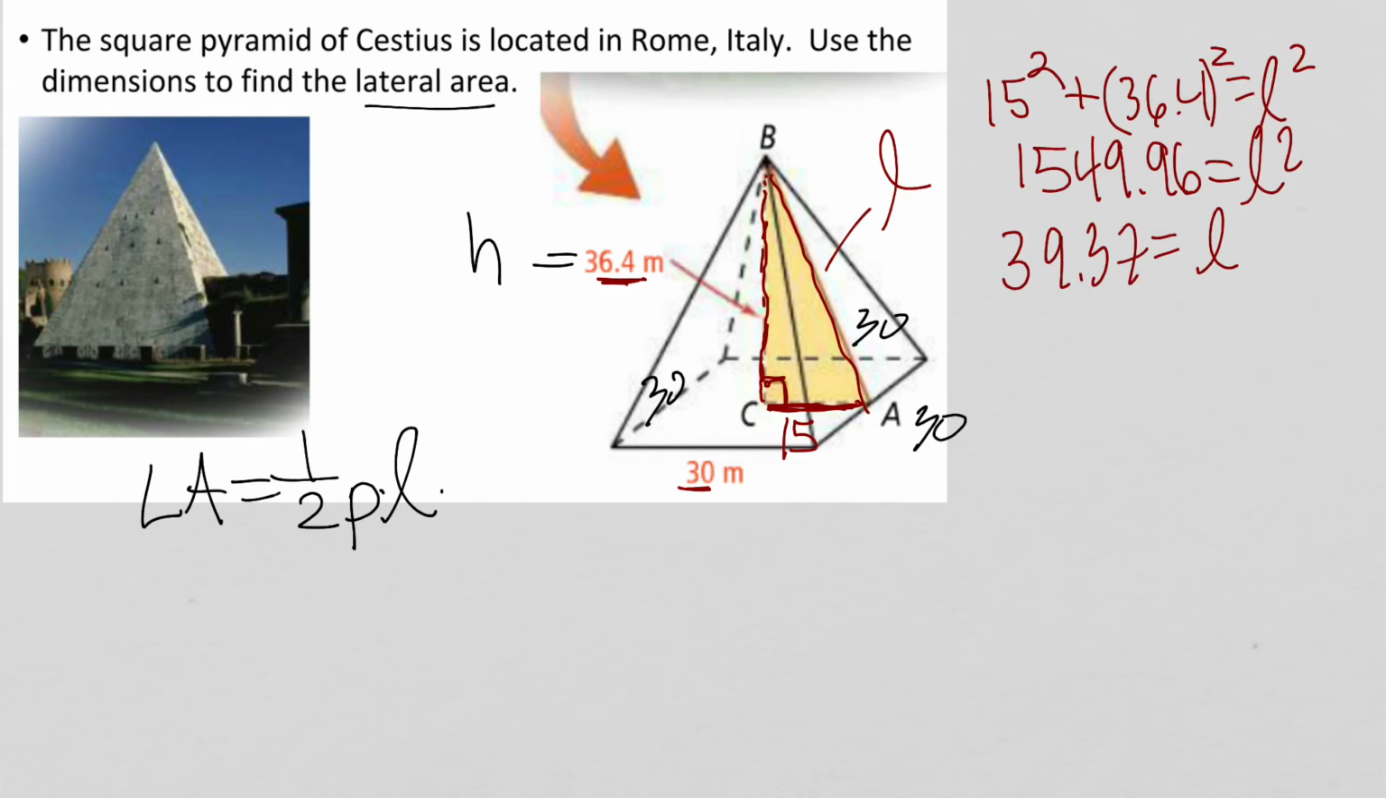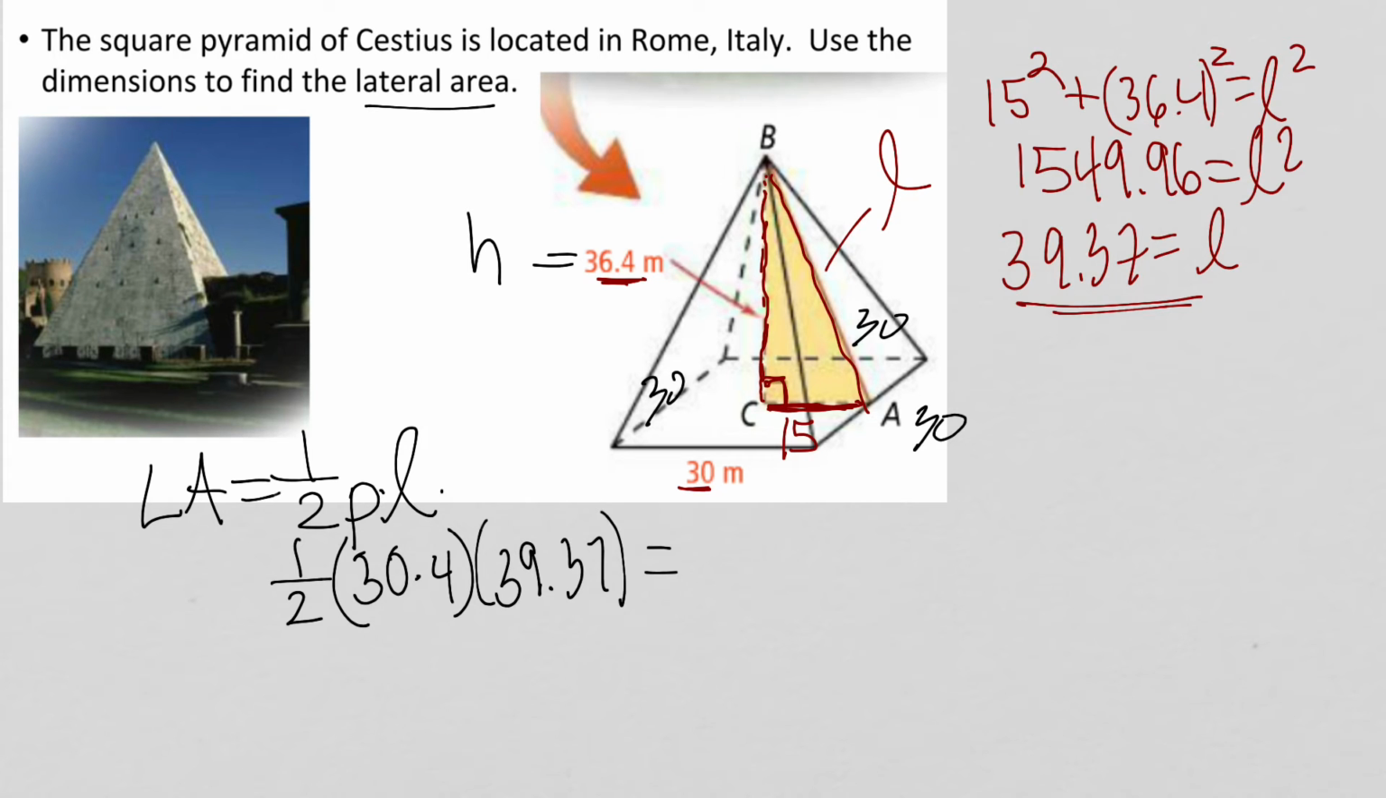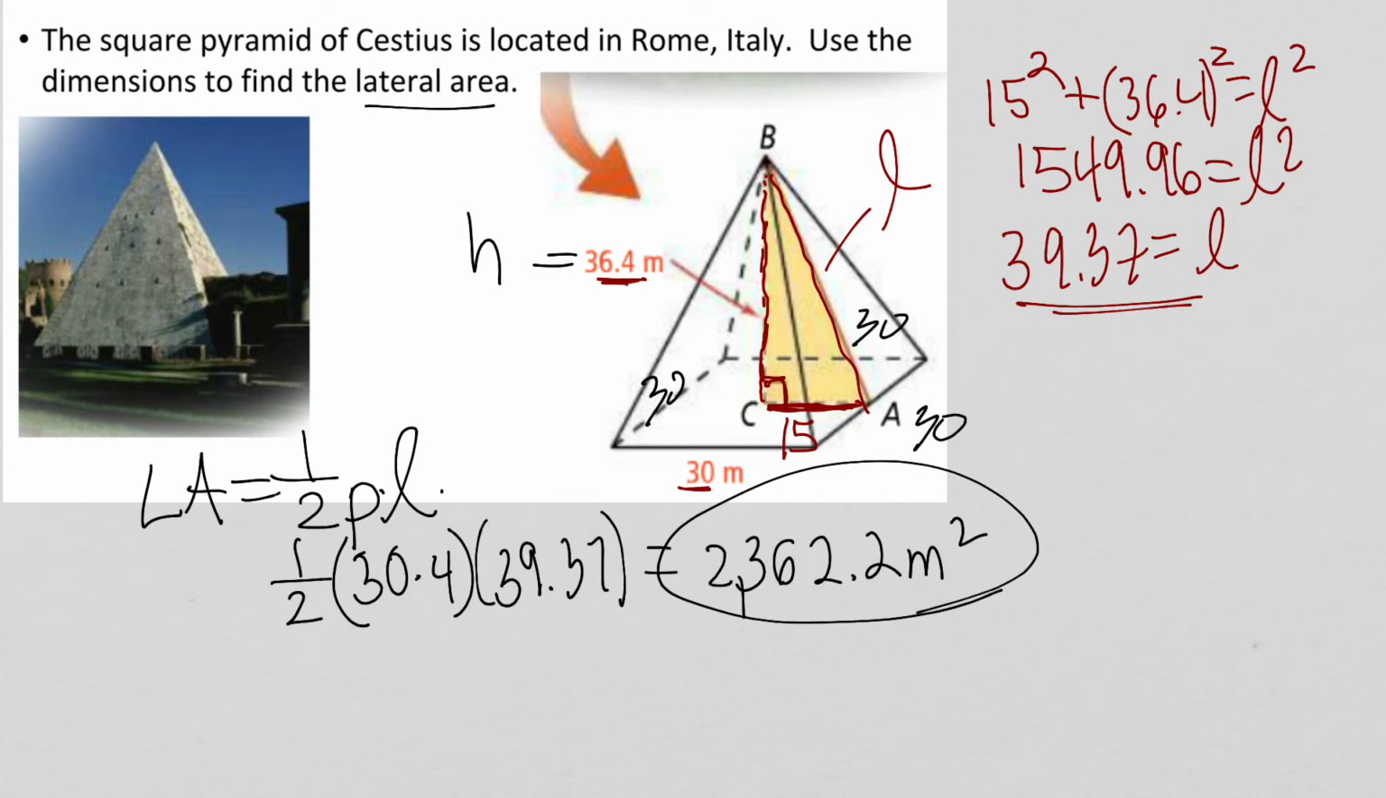Okay, so here I have my lateral area. Hopefully you got the same thing. I went all the way down, 39.37. So now I'm going to plug it in my lateral area formula. My perimeter is 30 times 4, because I have 4 sides that are 30, times the slant height, which is 39.37. We're going to plug that in the calculator, and I get the lateral area to be about 2,362.2 meters squared. That's my lateral area.